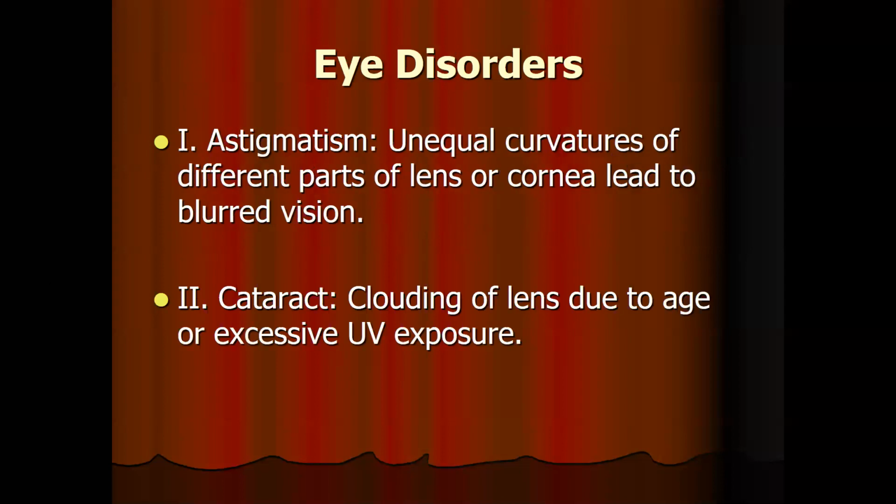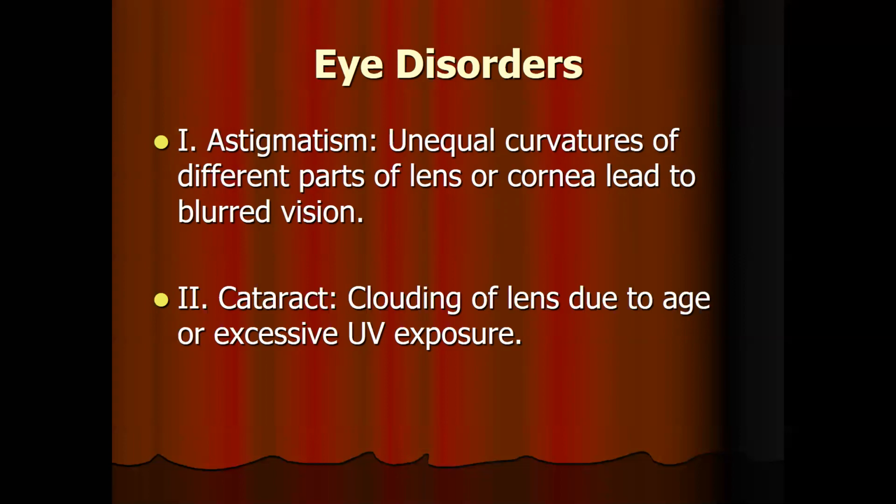The first disorder that we want to look at is astigmatism. This is when either the lens or the cornea are not equally curved, so they could be bumpy, they could have different thicknesses, and when that happens, we get areas of blurry vision, but not the whole thing that we look at is blurry, it's just portions of what we're looking at.